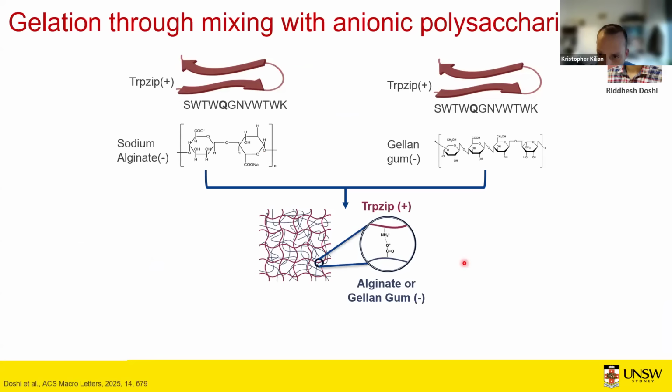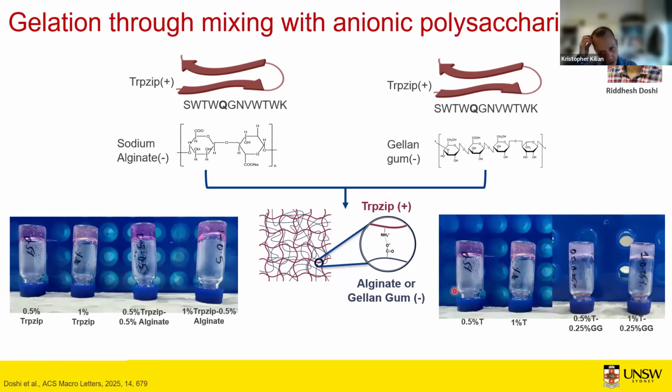In another example, Radesh Doshi in the group has been exploring mixing these with various polysaccharides. And the motivation here was the recognition that Trpzip at pH 7.4 has a bulk positive charge. And so we reasoned that if you added in a negatively charged polysaccharide, like sodium alginate, gellan gum, we've been looking at other ones like fibrinogen to make fibrin gels, silk, a range of different materials. And the idea is that you would then be able to facilitate gelation through electrostatics between these materials.